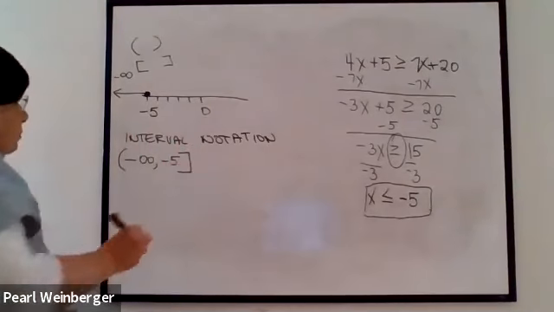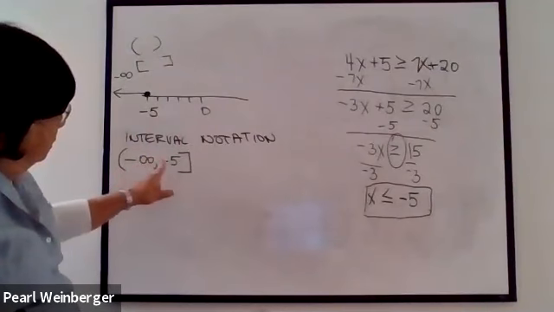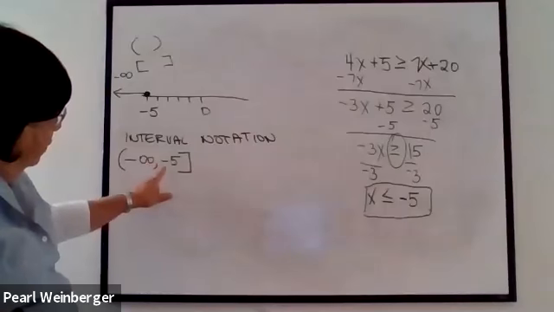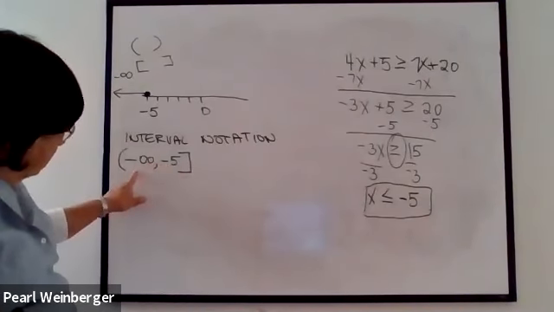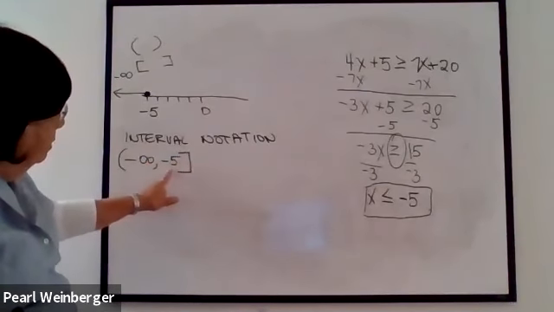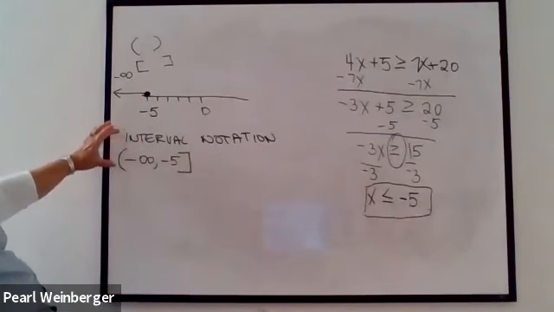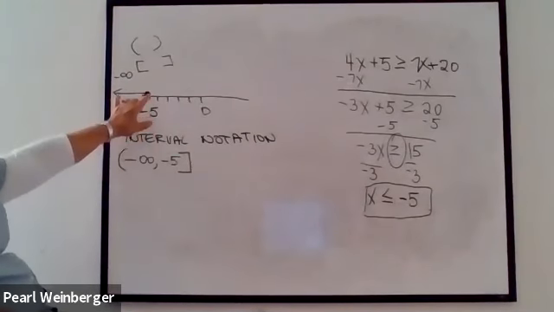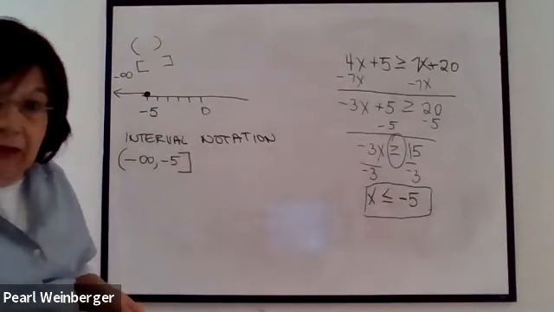So for this interval, the interval is from -infinity to -5. Starting at -infinity, going until -5, including -5. In other words, -5 is filled in. So the interval notation very clearly does what the number line does, except it doesn't take up as much space.